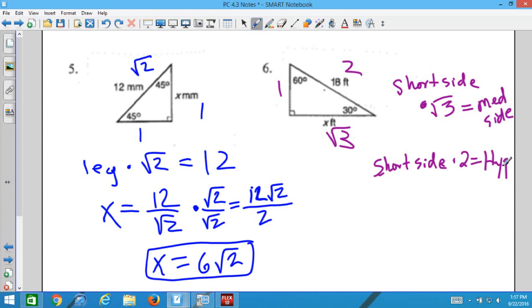Okay? 9. We take 9 and we multiply that by square root of 3. And that's our medium side.